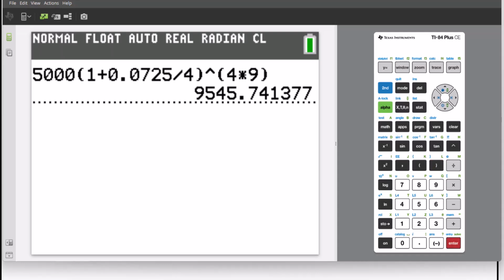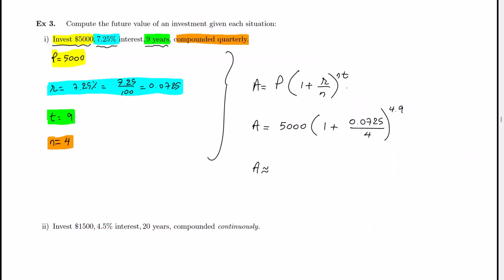And we are getting 9,545.74. Again, it's money, so I'm going to round to 2 decimal places. So I'm just going to say 74 instead of 741. So the amount that I'm going to be getting is $9,545.74.